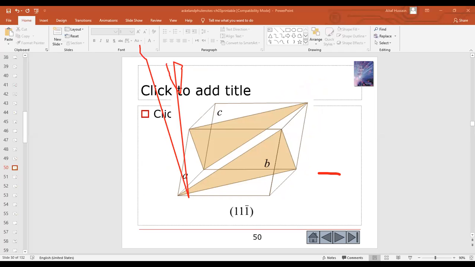Okay, please remove these annotations. Whoever drew these annotations, please remove them, right?